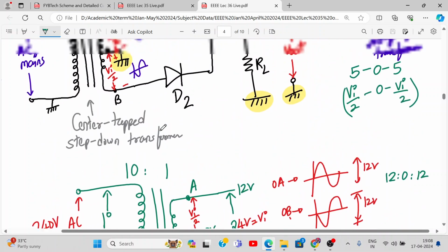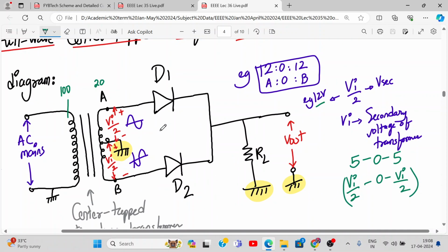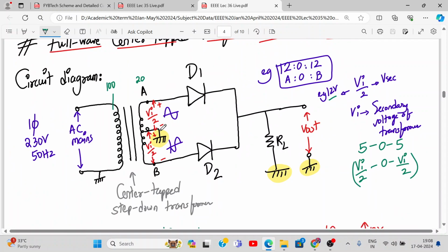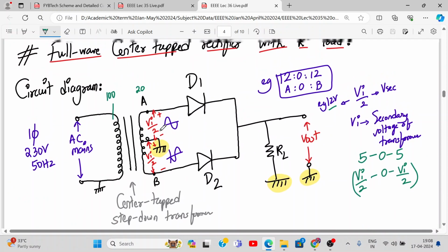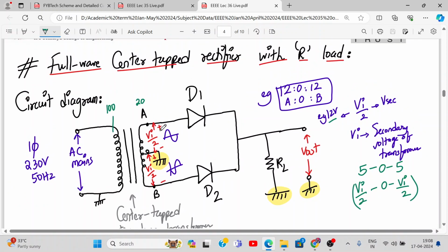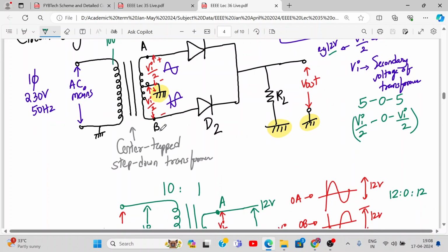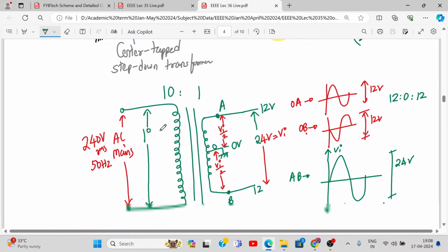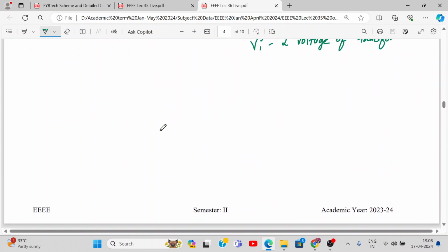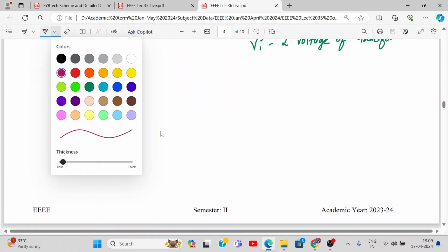Okay, so now come back to the diagram. This circuit diagram you have to draw. So this is your circuit diagram for a full wave center tap rectifier with resistive load. Now we'll explain the working in two cases, in the positive half cycle and in the negative half cycle. So can we start now? Okay, yes, let's start. Case number one.